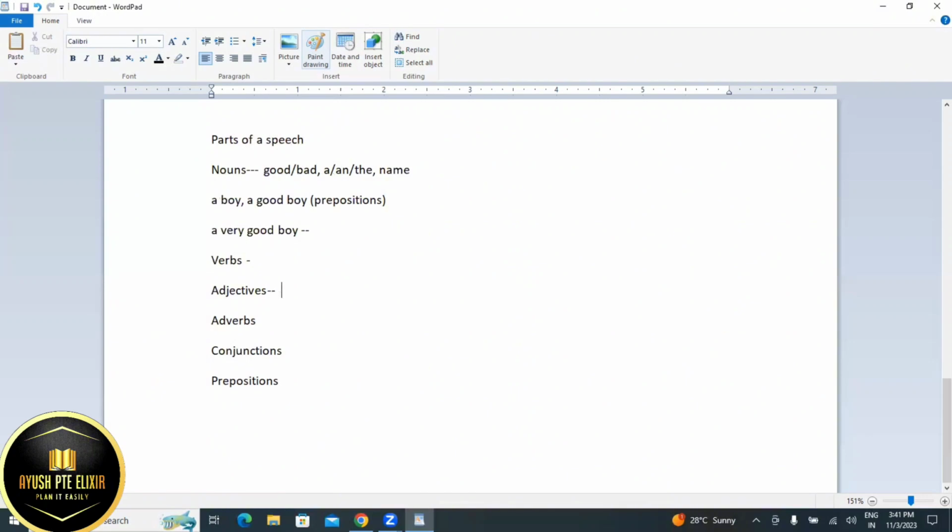Adjectives can be checked by adding very before any word. If you find that a word sounds better by adding very, then obviously it's an adjective. For example, curious and curiosity. I can say it's very curious. It cannot be very curiosity. It can be good curiosity. If it sounds better with good, then obviously it's a noun. Curiosity is a noun and curious is an adjective.